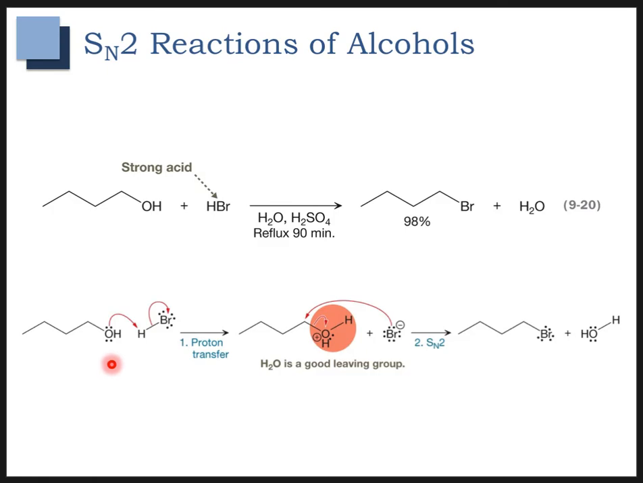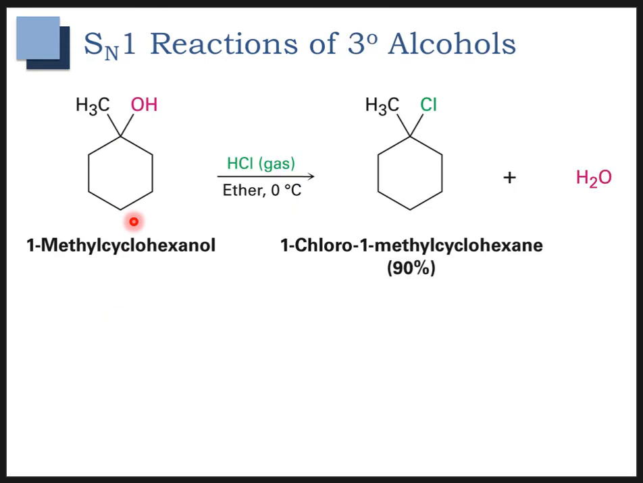And you can see here we have a proton transfer where the alcohol gets protonated. Then once you have a protonated alcohol, the bromine can do a substitution reaction to kick out the water. And so because we have a primary alcohol, this can go through an SN2 mechanism. In the case of a tertiary substrate, the mechanism would be different.